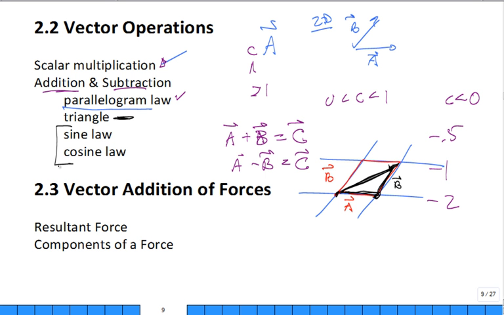Who can, from memory without the book open, look at and draw? I'm going to walk around the room and see how you're going to do. Tell me what the sine law is and tell me what the cosine law is. Professor, I don't like this. You're requiring us to do stuff from memory.